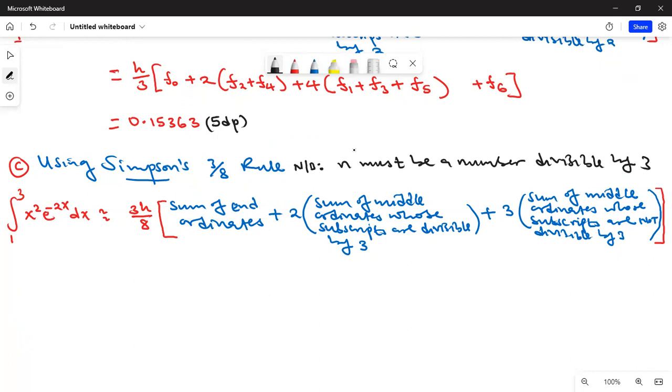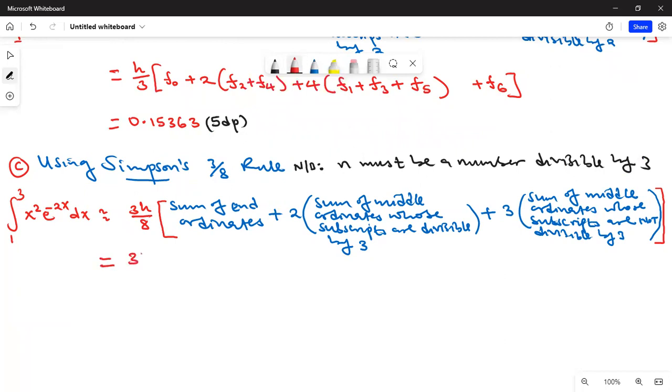But what if n was 5, n is 8, n is even 10? Those are numbers which are not divisible by 3. And so in such cases, you cannot use Simpson's 3/8 rule. Take note of that. So in terms of functional values, how do we write this formula?